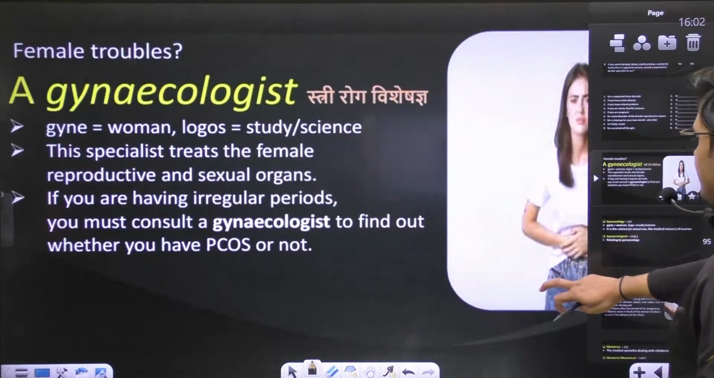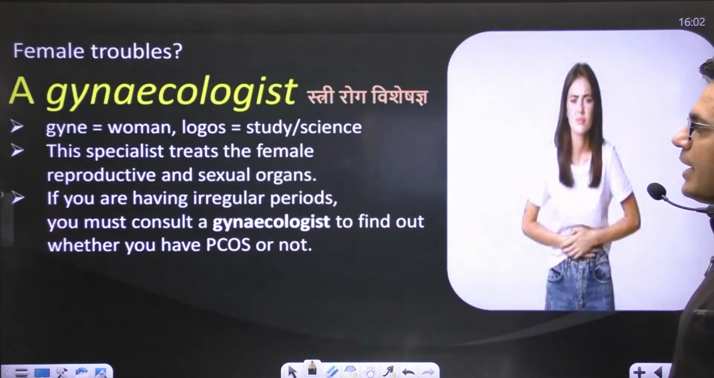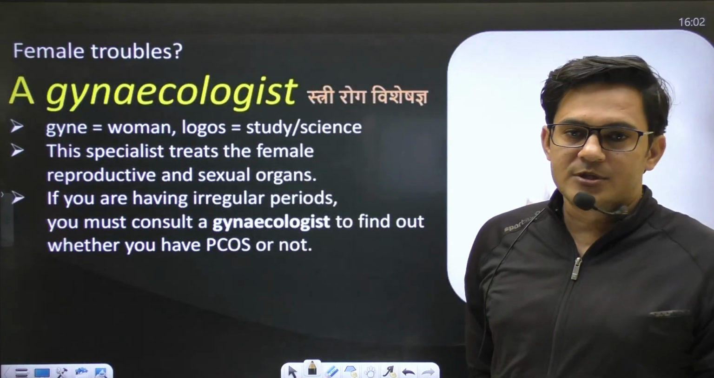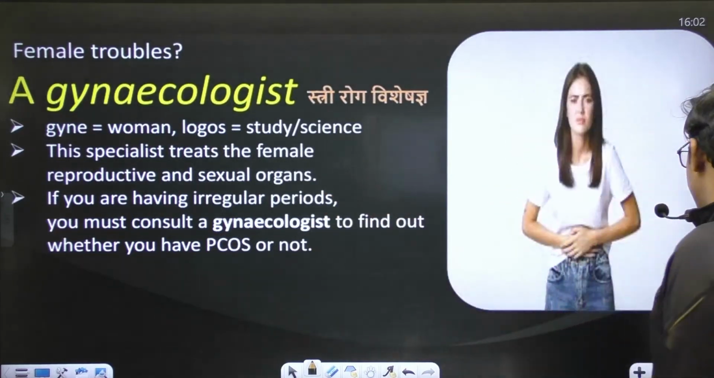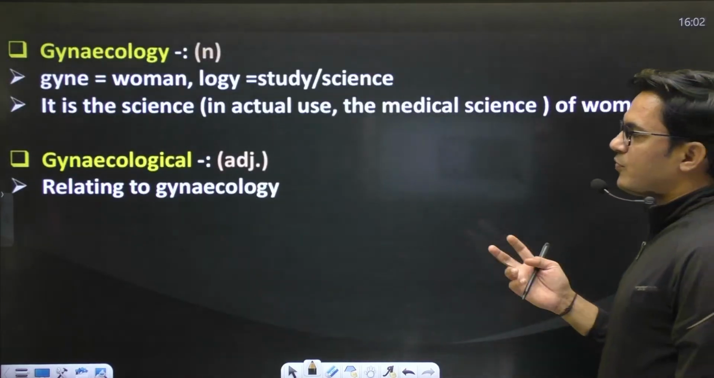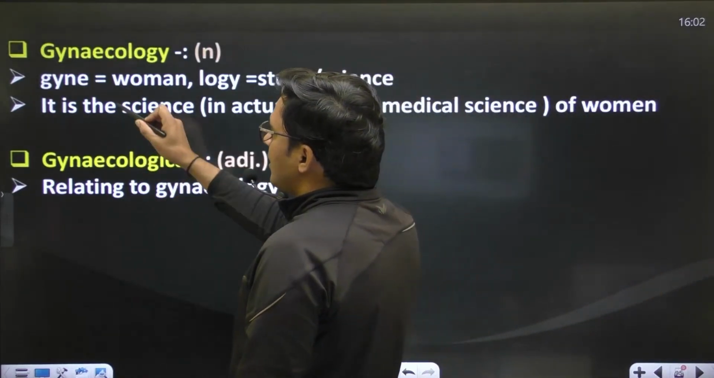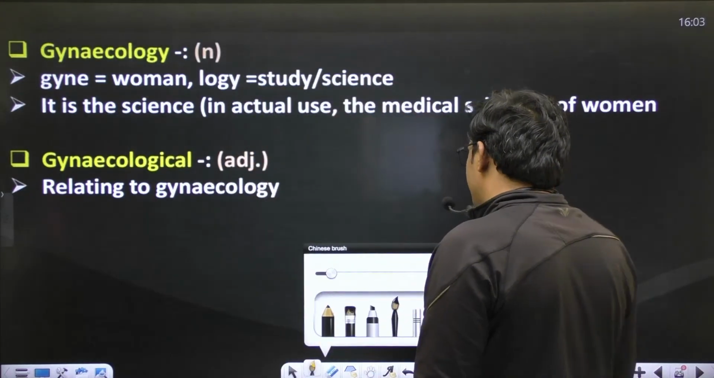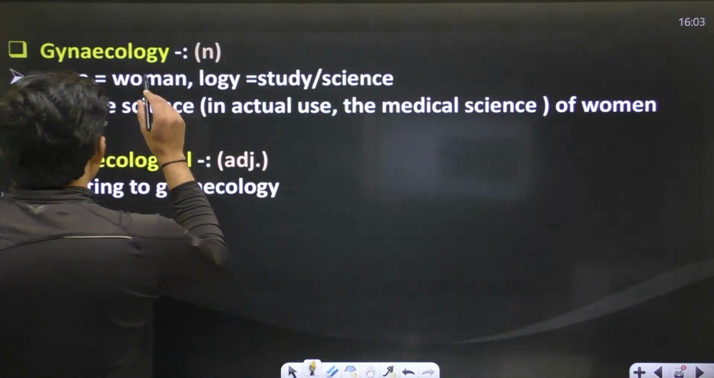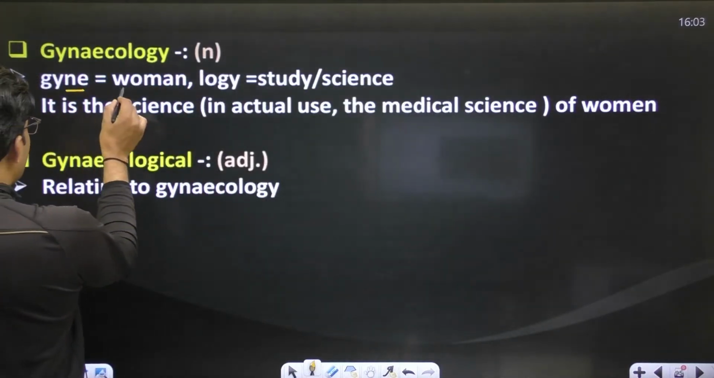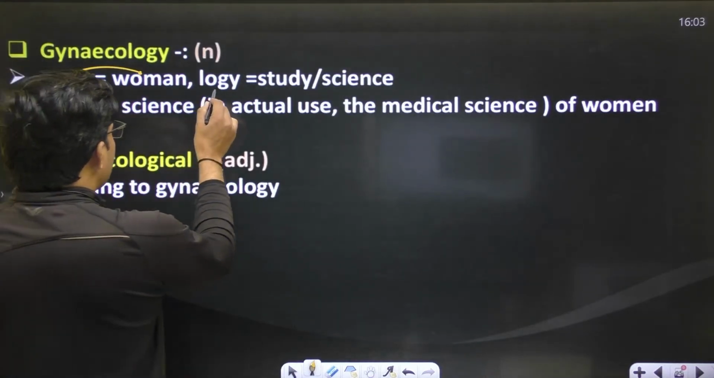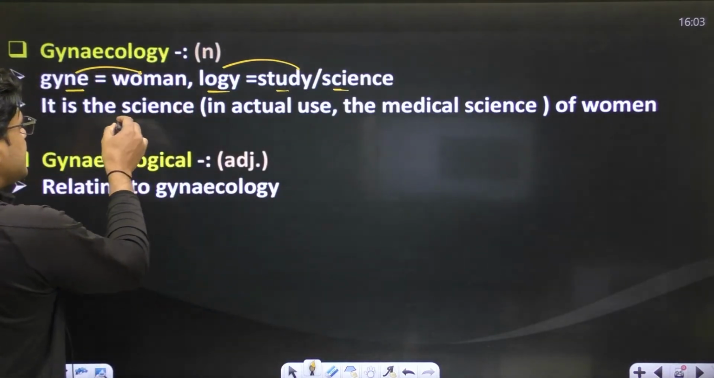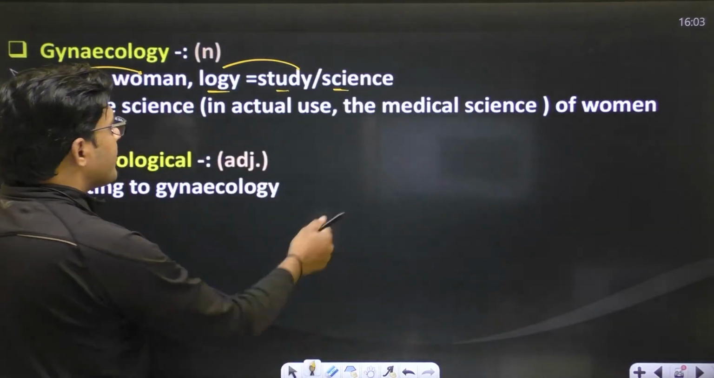So the last word was gynecologist, which means one who is a specialist in female disorders. Let us learn some different words which are derived from the same root, and the word is gynecology. This word gynecology is the combination of different roots, like gyne, which denotes woman, and logy, which means study or science, right? So gynecology is the science or study of women.